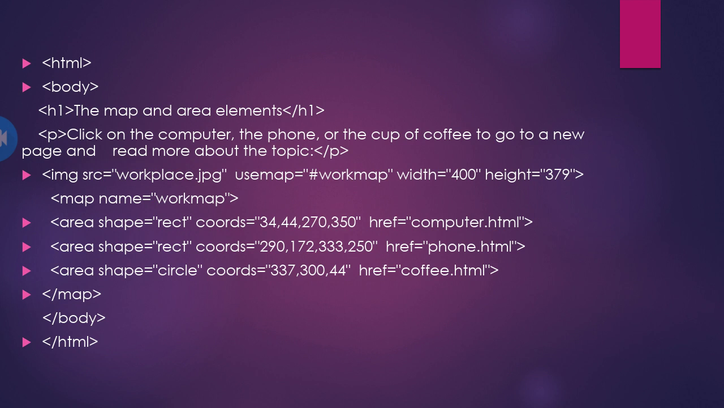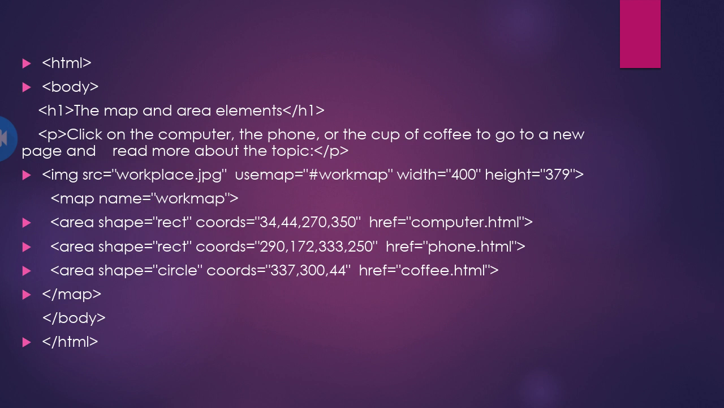The first tag is the HTML tag. Start with the HTML tag. The next tag is the body tag. You can also write title and head parts. In the body tag, I have used a heading to provide the heading on a page. So I have used the H1 tag, and the heading is the map and the area element. In the next line, I have used the paragraph tag, P tag, with some content, and then closed the paragraph tag. So these two lines just display the heading and paragraph on the page.